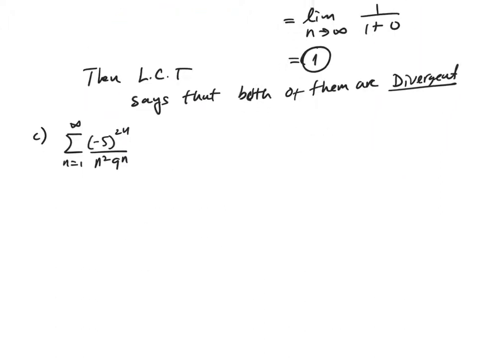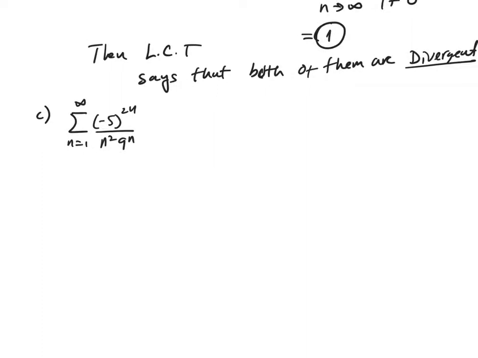Okay. In part C, because the exponents right here are powers of n, the most appropriate test to use is the root test. You can also use the ratio test, but let's go with the root test. If we use the root test, remember we're going to take the limit as n goes to infinity of the nth root of the absolute value of a sub n. And we're trying to see if the limit is equal to 1, more than 1, or less than 1. First, let's start with the absolute value of a sub n.